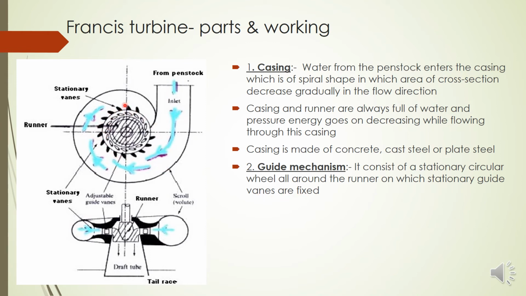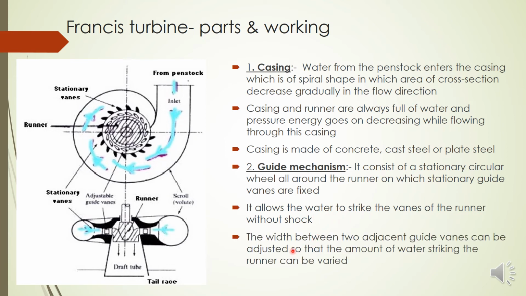Stationary vanes means they will not move by the action of water because they are attached to a stationary wheel. So that wheel will be screwed and it will not rotate. So what are the functions of this guide mechanism? The first function is to guide water. Water is entering with high pressure, so we have to smoothly guide it into each blade of the runner. The runner blades will be inside. So these are the runner blades, this small one, and this black one is the stationary vanes. So the first function is to guide water before entering the runner without shock.